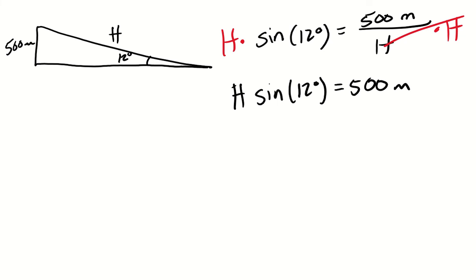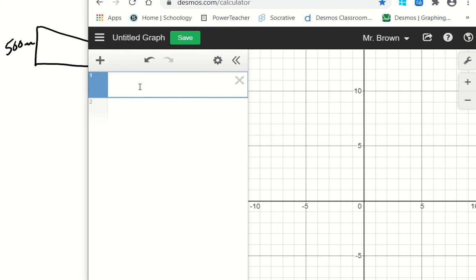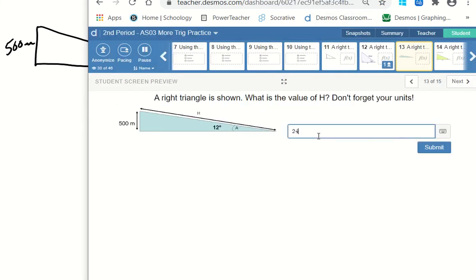And then just to get h by itself, we're going to divide both sides by sine of 12 degrees. And then these two cancel, so then you have h equals 500 meters divided by sine of 12 degrees. 500 divided by sine of 12. And we're still in degrees, so that's going to be 2404.9. Don't forget our units, meters.